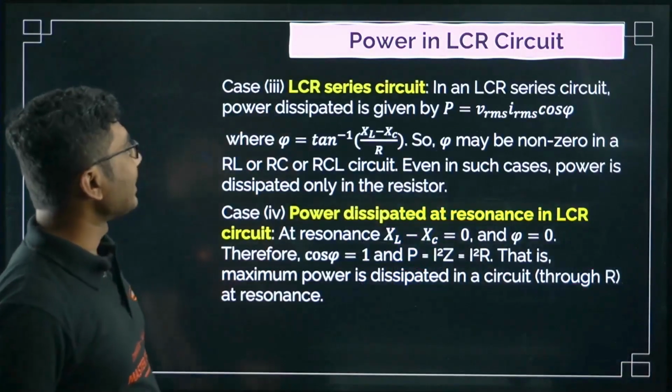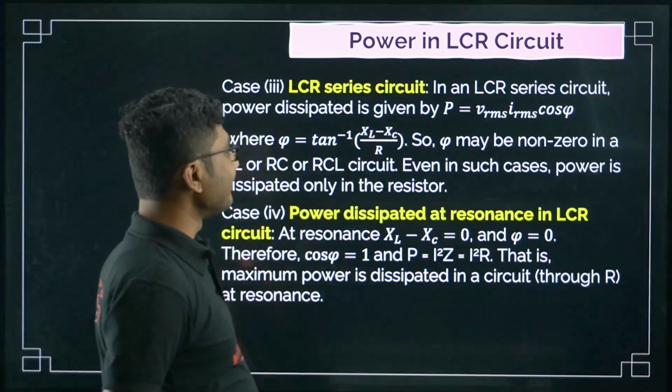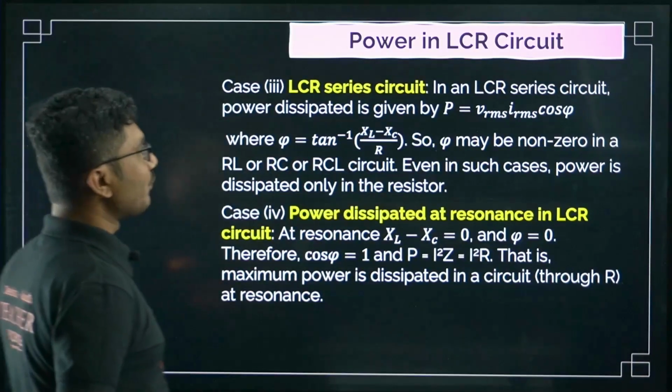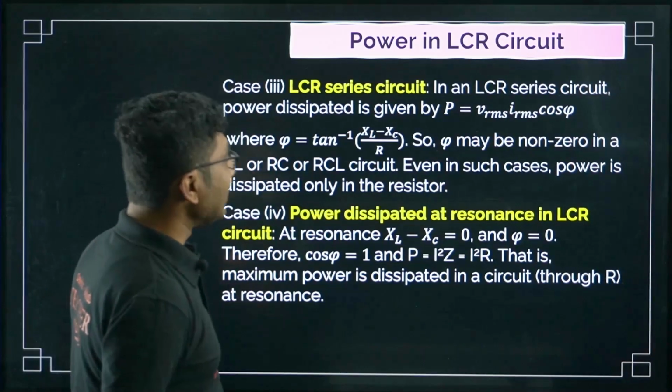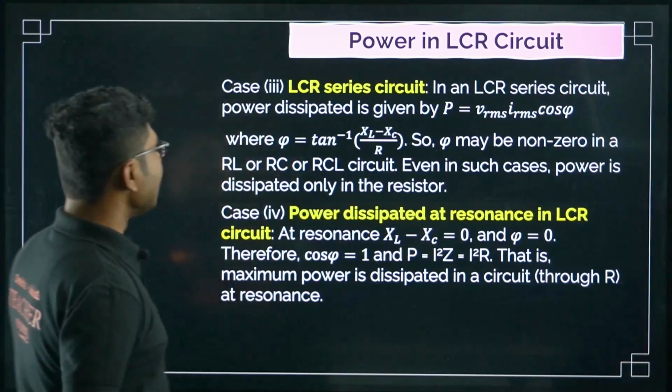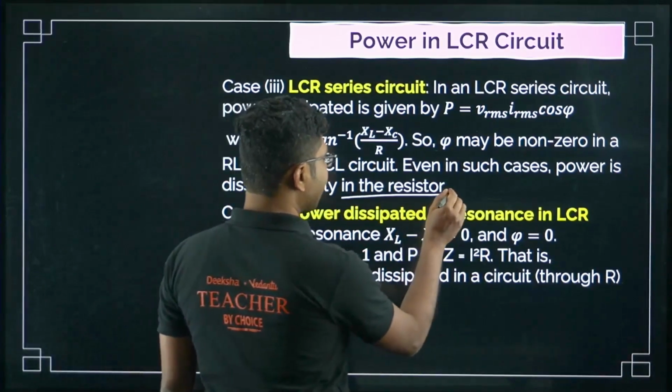So the case number 3, series LCR circuit. So phi is basically given by tan inverse of (XL minus XC) by R. So phi may be non-zero in an RL or RC or RCL circuit. Even in such cases, power is dissipated only in the resistor. So power is only dissipated in the resistor.